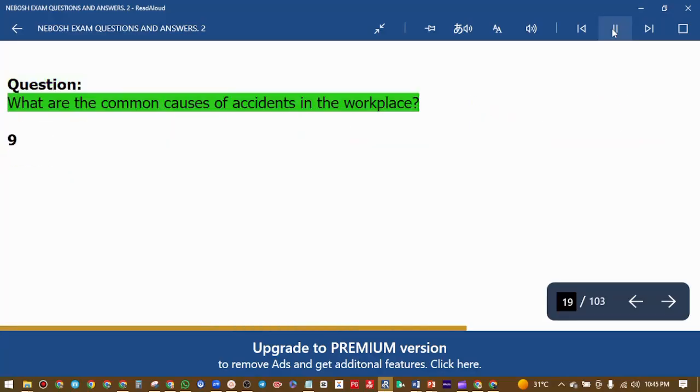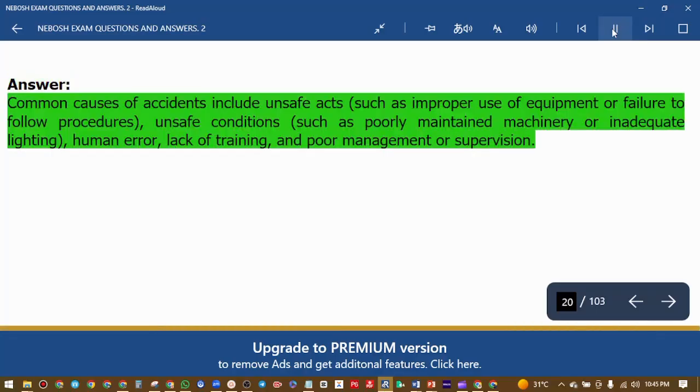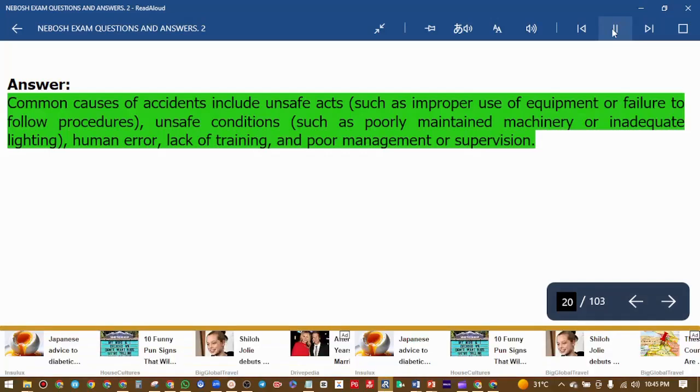Question 9. What are the common causes of accidents in the workplace? Answer. Common causes of accidents include unsafe acts, such as improper use of equipment or failure to follow procedures, unsafe conditions, such as poorly maintained machinery or inadequate lighting, human error, lack of training, and poor management or supervision.